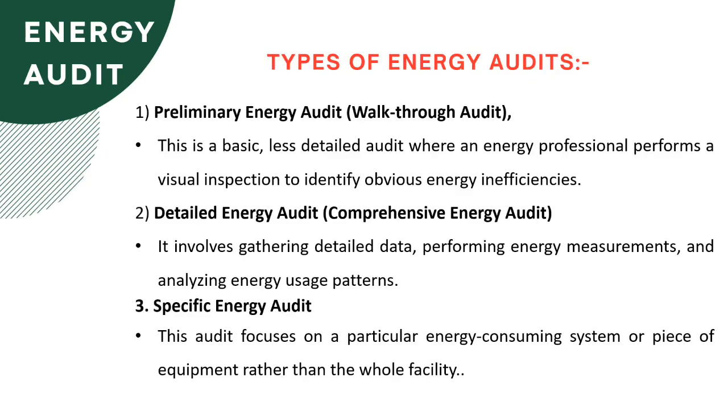Now next is types of energy audits. There are mainly three types of energy audits. First one is the preliminary energy audit, which is also known as walkthrough audit. This is a very basic kind of audit in which the energy professional will go to the site and do a visual inspection of the site, check the measures taken at site and the general equipments, and will give you some suggestions on how energy can be saved at site.